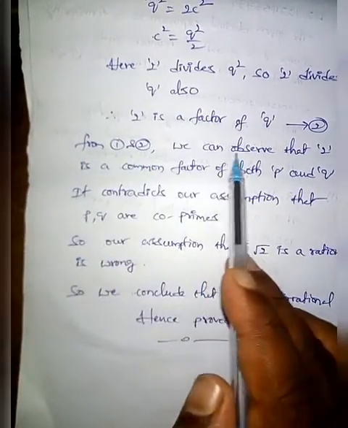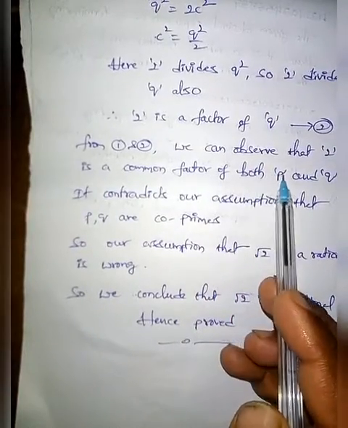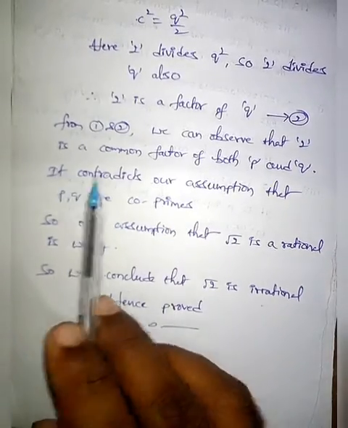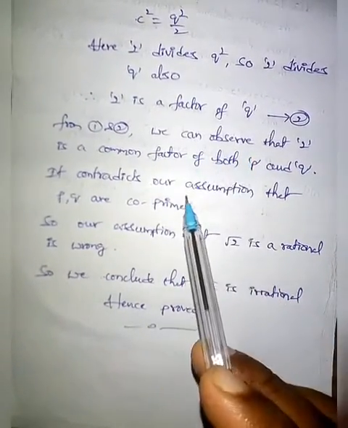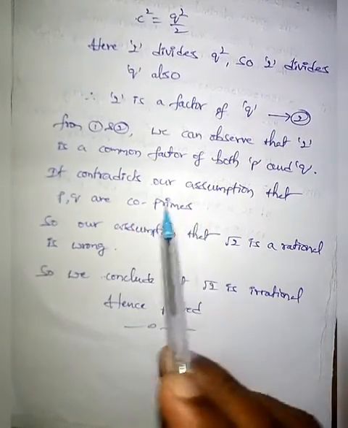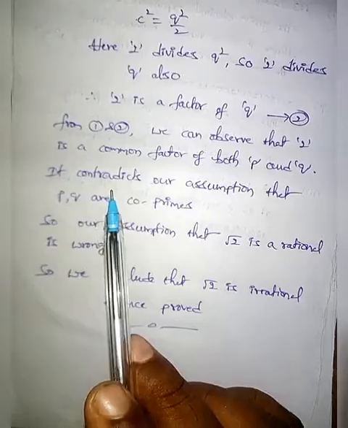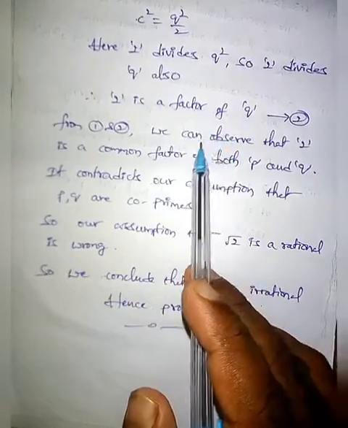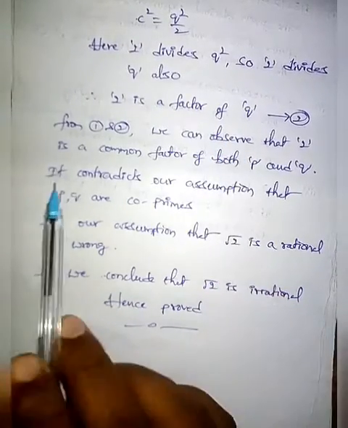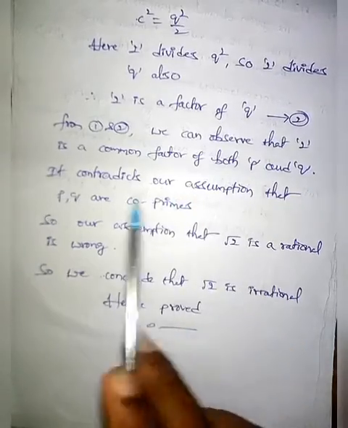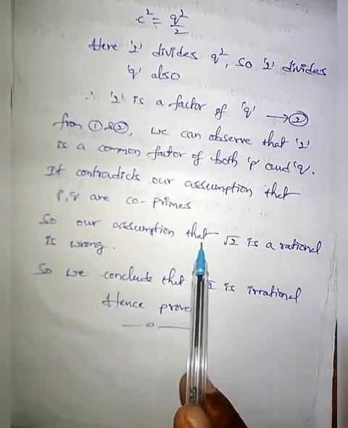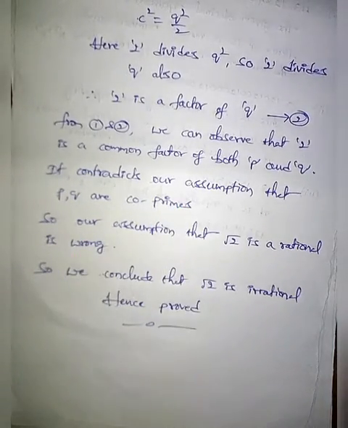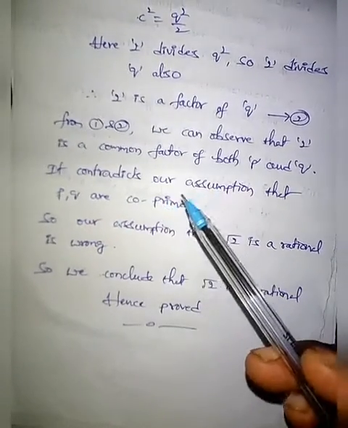From 1 and 2 we can observe that 2 is a common factor of both p and q. But at first we assumed that p and q are co-primes. So this result contradicts our assumption that p and q are co-primes, because at first we assumed they are co-primes, but here we got that 2 is a common factor of both p and q. So it contradicts our assumption. So our assumption that root 2 is rational is wrong. We got the false result because of taking a false statement.